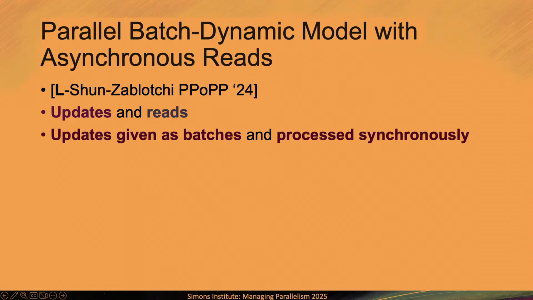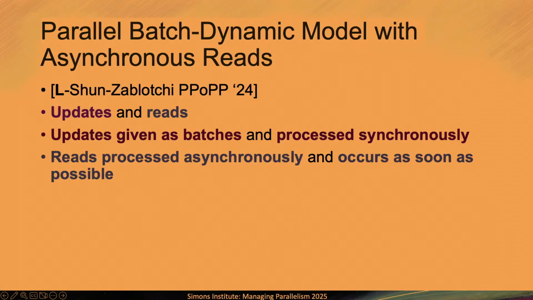Okay? So the updates are given as batches and processed synchronously. So this is the same thing as the original parallel batch dynamic model. Updates are just parallel, processed in batches, and they're processed synchronously. The difference here is reads are processed asynchronously. Okay? And we try to process them as soon as possible. So the key here is as possible, because I'm going to show you some examples where we don't necessarily want to process the reads as soon as you get them. We want some algorithm to process them in a safe way.